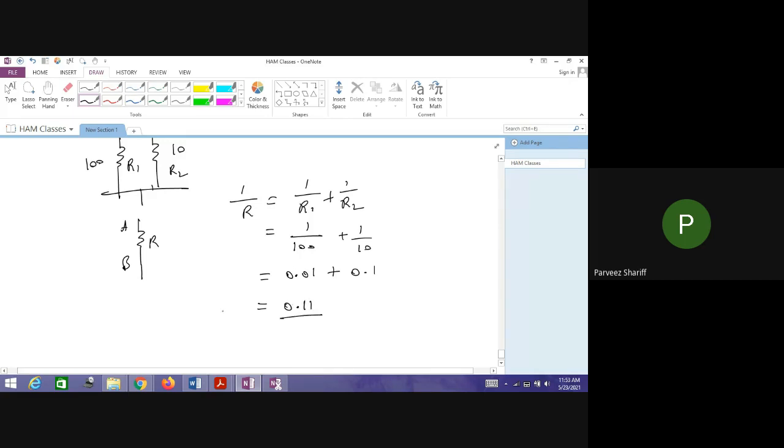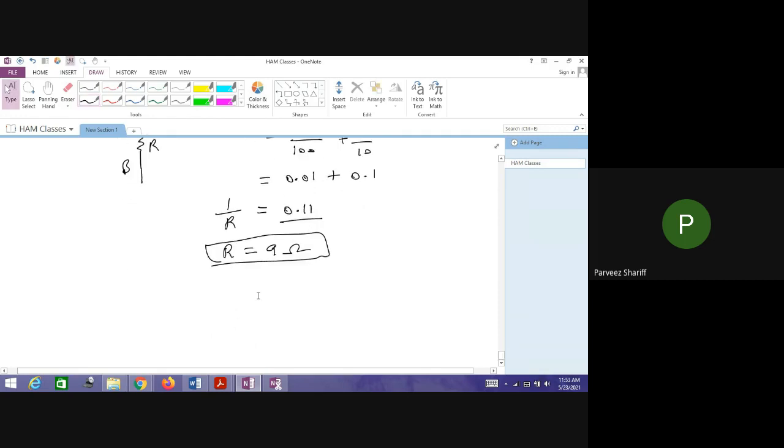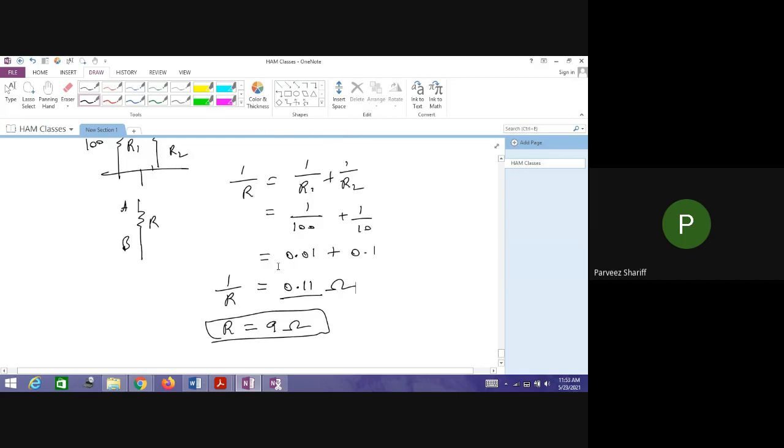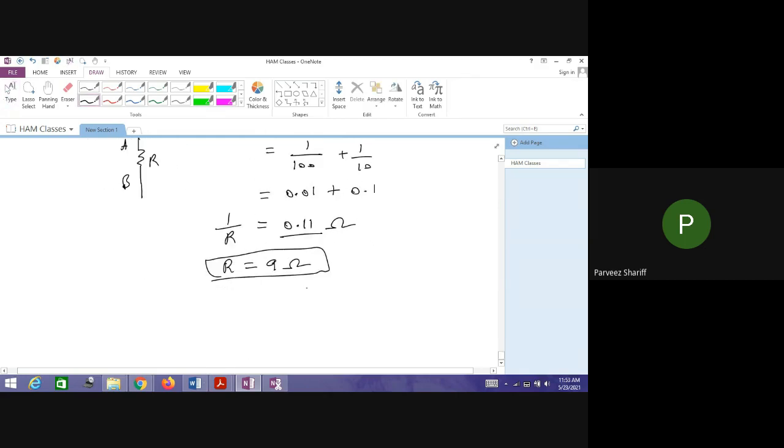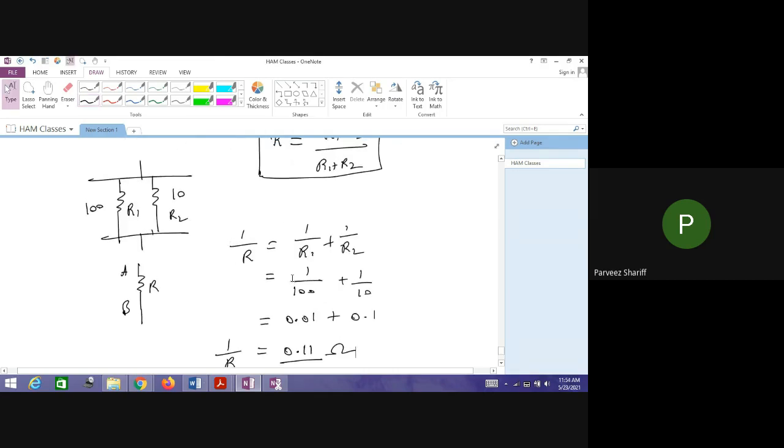Sorry, this is 1 by R. So then I have to take the inverse of this. So 1 divided by this answer, the resistance will be 9 ohms. Did you understand this? 1 by R is equal to 0.11, but when I take the inverse of this to find the actual resistance, then I'll get it as 9 ohms. Reverse. Is this clear? So if you understood this, now let us understand one more thing here.